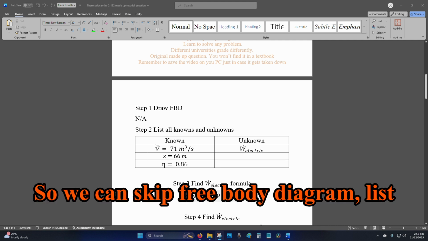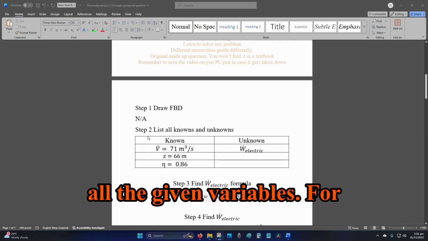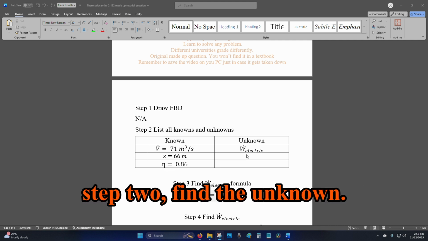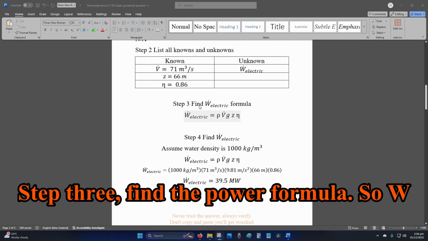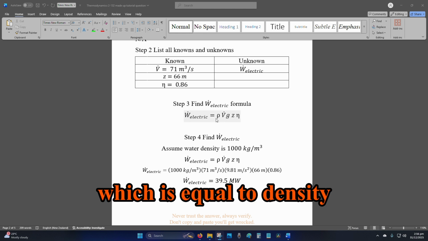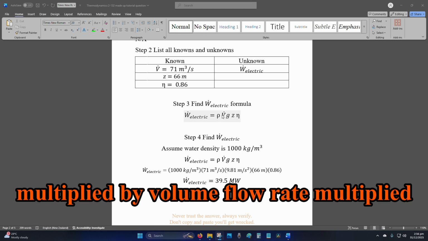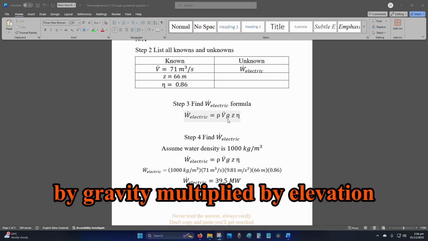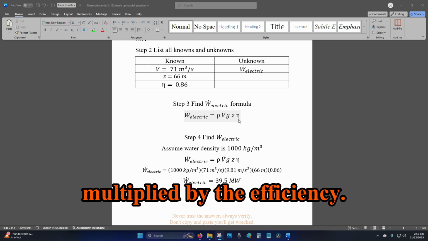So we can skip free body diagram, list all the given variables. For step 2, find the unknown. Step 3, find the power formula. So W dot is power, which is equal to density multiplied by volume flow rate, multiplied by gravity, multiplied by elevation, multiplied by the efficiency.